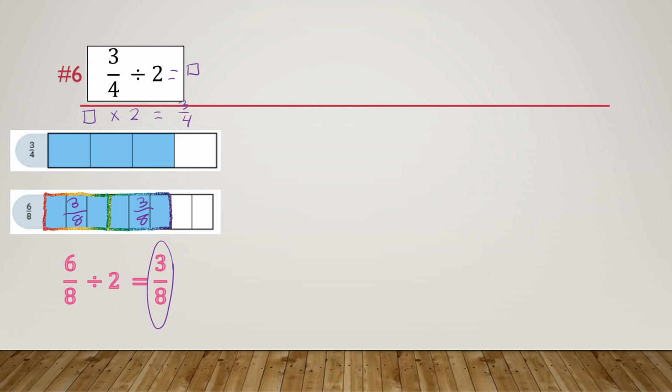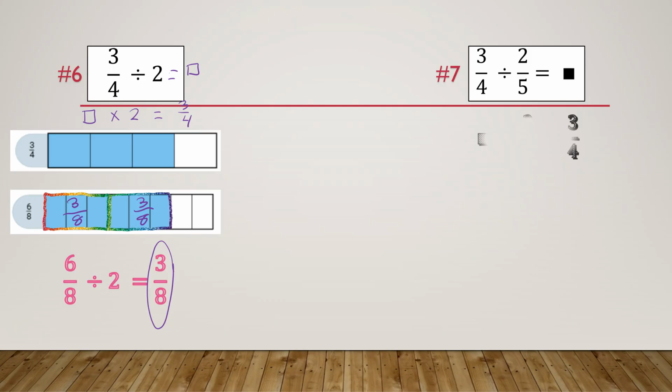Okay, now what if we have a fraction divided by a fraction? Same thing. We're going to think 3/4 divided by 2/5 is something where that something multiplied by 2/5 is going to give me 3/4, meaning how many groups of 2/5 are there in 3/4? Now it's kind of hard to think this way since the size of the pieces are not the same, so it's kind of hard to count how many of these will fit into there.